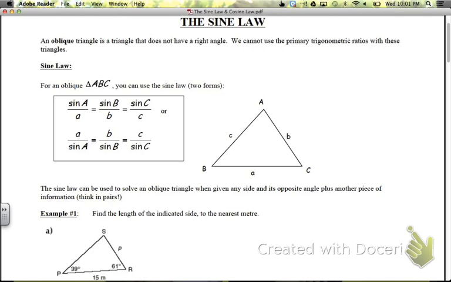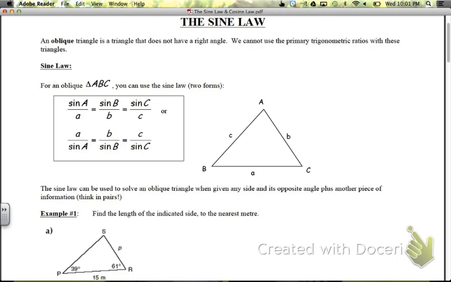So first we're going to examine our sine law. In a sine law, for any oblique triangle, you can use this. It is given to you in two different forms, where you have sine A over A is equal to sine B over B, which is equal to sine C over C, or you would have the flip where you have A over sine A equals B over sine B, which is equal to C over sine C.